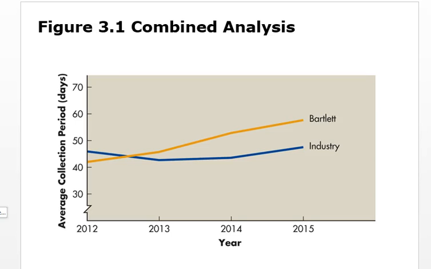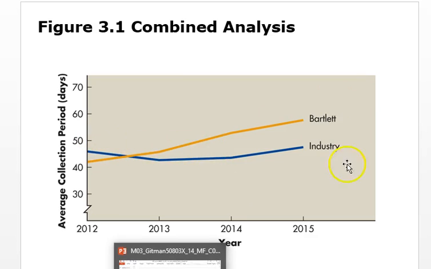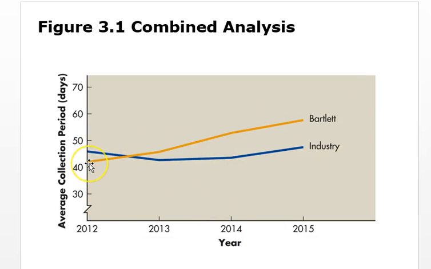Okay. So here we have the industry started out at about 48 days and is still around 48 days, kind of dipped a little bit. So the industry didn't make too many changes in the average collection period. However, this company increased from about 42 to about 55 days. So that's a problem. It's taking them longer to collect their money.